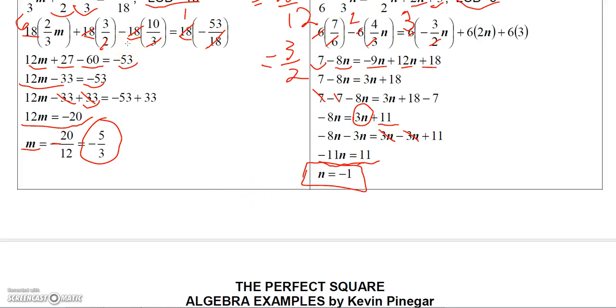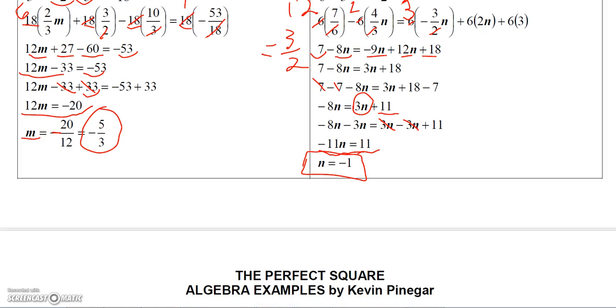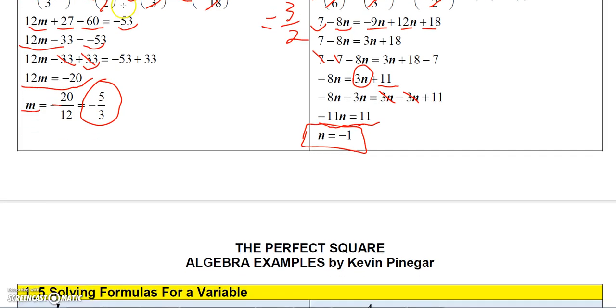Okay? So that takes care of solving linear equations that involve fractions. Now the next thing I want to talk to you about in the next video is how to take a formula and solve it for a particular variable. And it'll require some of the same techniques that we were doing on these problems.